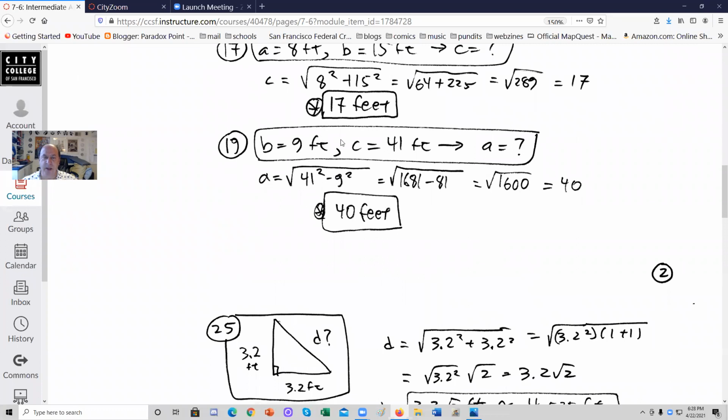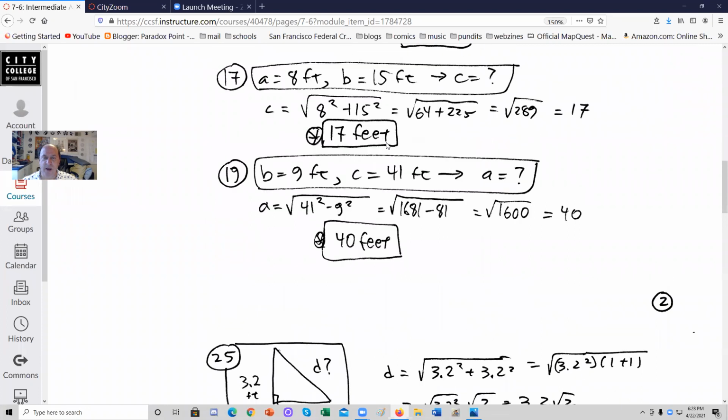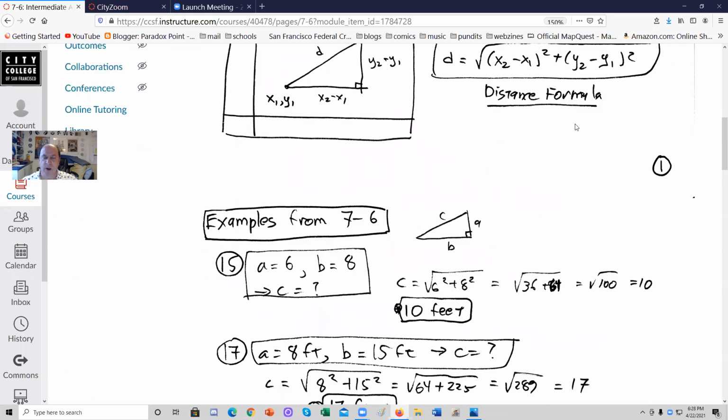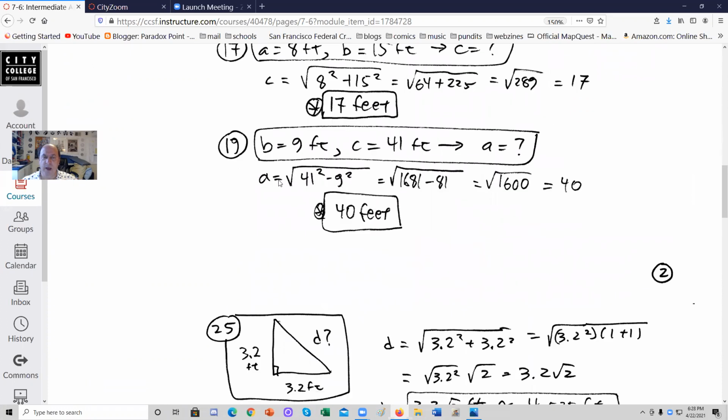Now here we have B and C, and we want to find A. B is 9 feet, C is 41 feet. To find A, we need to use the square root of C squared minus B squared. So A is root of 41 squared minus 9 squared. That's root of 1681 minus 81, which is root of 1600, which is 40. So A is 40 feet.